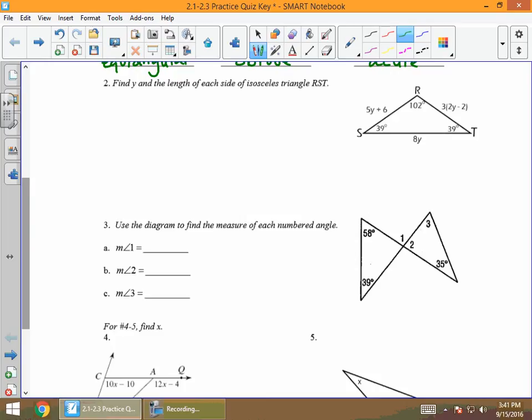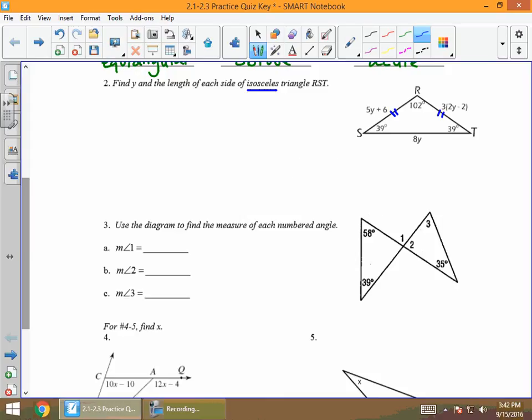All right, number two says find y and the length of the sides of the isosceles triangle. So I know that this is isosceles. That tells me that my left and right sides in this case are congruent. If you're wondering why those two are the congruent ones, you can find them because they are across from the congruent angles. So this angle points to RT, and this angle points to RS. We'll get to that later. We'll talk about the base angles of isosceles triangles.